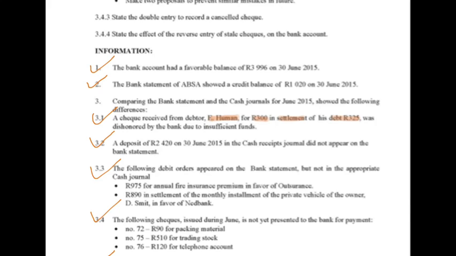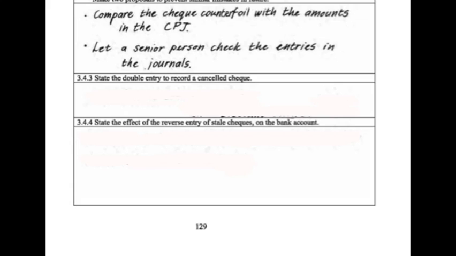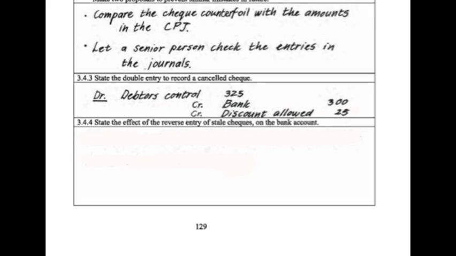So when I dishonor the check, remember, all of the money needs to come back to my debtors account. So firstly, my debtors account needs to increase with the full amount of 325. Now of this 325, 300 Rand needs to be taken out of my bank account, and then the rest of it, the other 25, will be taken out of the account called discount allowed. So a debit entry in debtors control, but 2 credit entries, one in bank and one in discount allowed, making up then the 325 added back into debtors control.